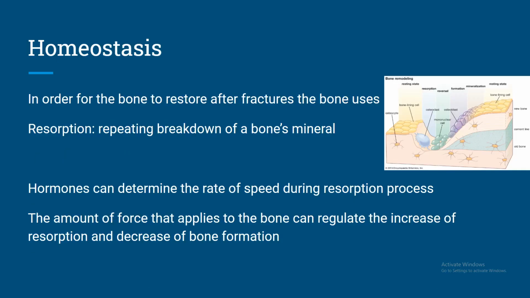Now let's talk about how the skeletal system uses homeostasis. In order for the bone to restore after fractures, the bone uses resorption, which is the repeated breakdown of the bone's minerals. There are factors that can affect the resorption process, which are hormones and force from outside.